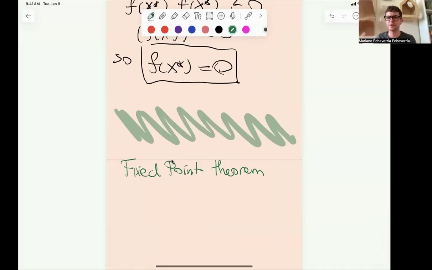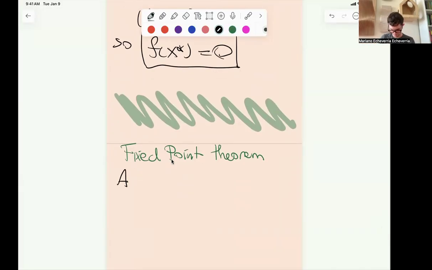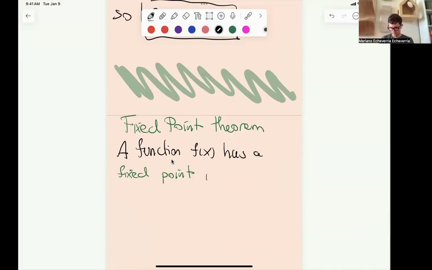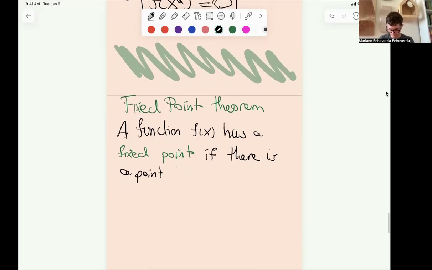So I'll start with the definition, which is not super precise, and then I'll be making it a bit more precise. If there is a point, let's call this point P, just to distinguish it. Well, I'll keep calling it X star, I guess.